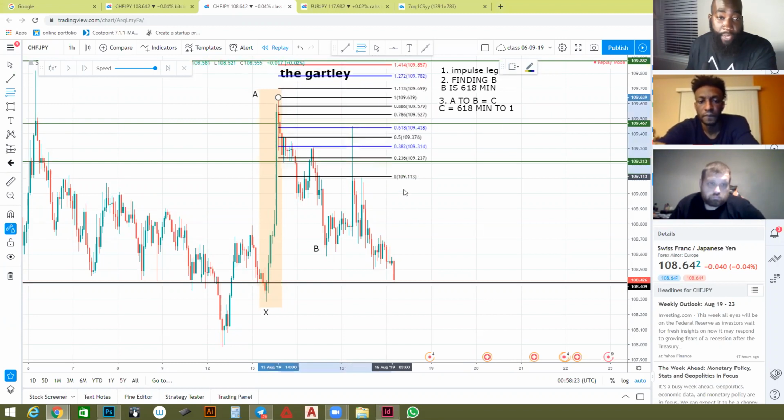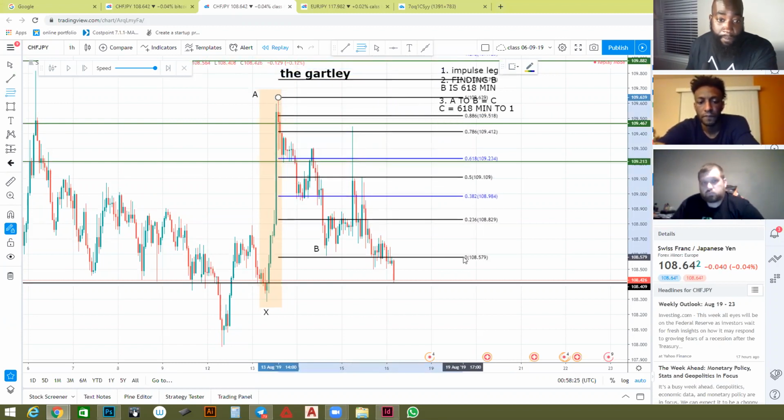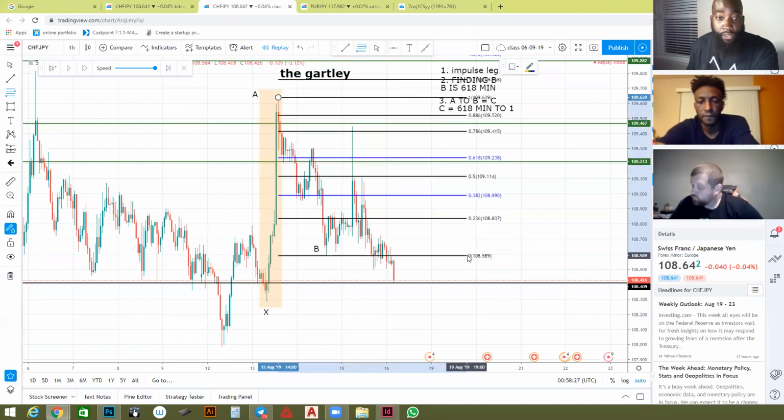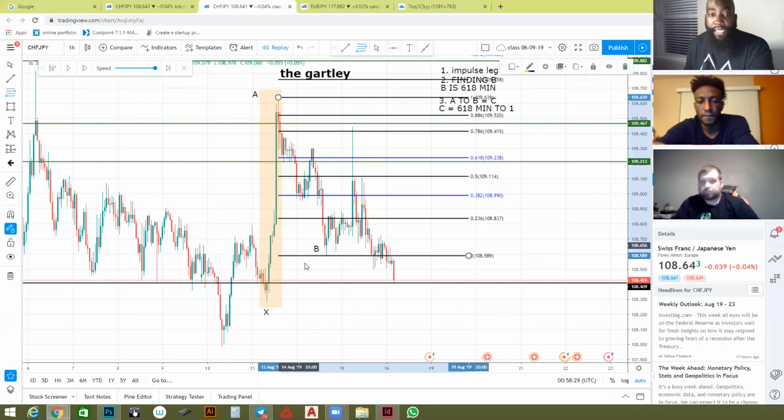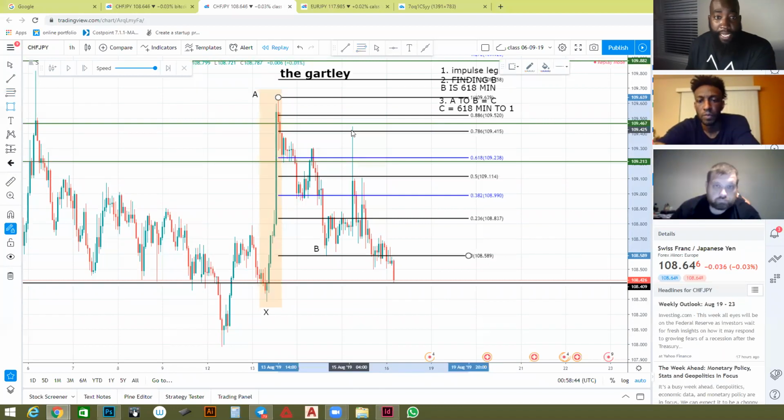So I'm going A all the way down to B. I know a mistake some people make also is that instead of fibbing from A to B, they'll fib from A to 618. Don't fib to 618, fib to where B ended at. This is how you get your correct ratio for your C. And you see that my C is right in that window between 786 and 886.